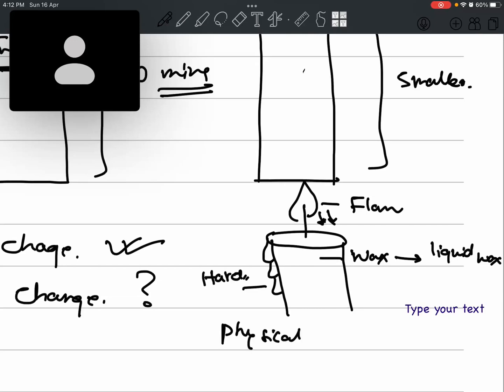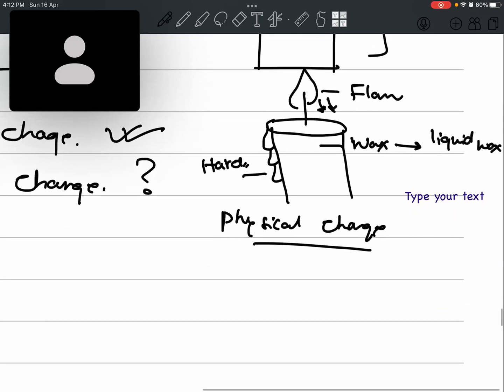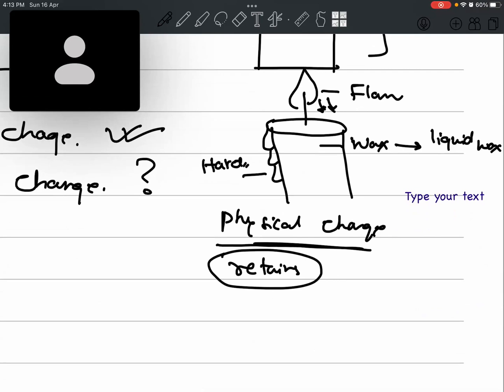Physical change. Why? Because only the state of the wax has changed. In chemical change, we can't make it back to where it was, but in physical change, it will melt, but it will stay there. But still, it has its property. Whenever a substance retains its property, the property is not lost. It is still a wax.